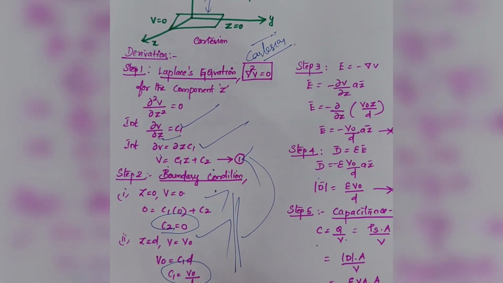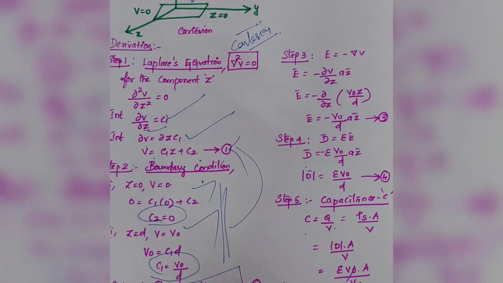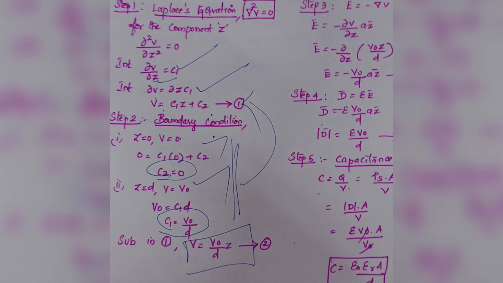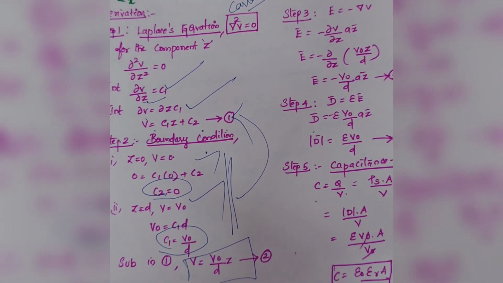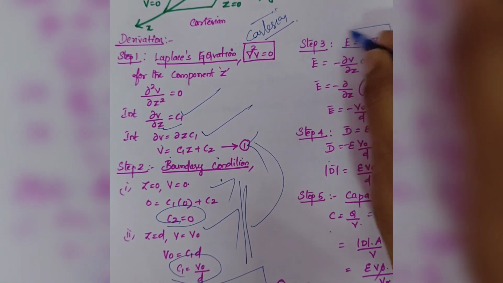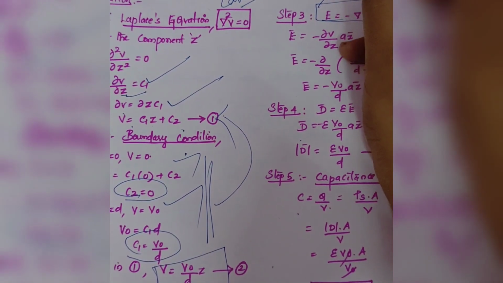Substitute both in the first equation again, you will get the final V equal to V naught by d into z. You will get the answer V equal to V naught by d into z. Okay, now come to step number 3. Find the electric field E vector, where the E vector formula is E equal to minus del V, where E vector is nothing but the electric field.